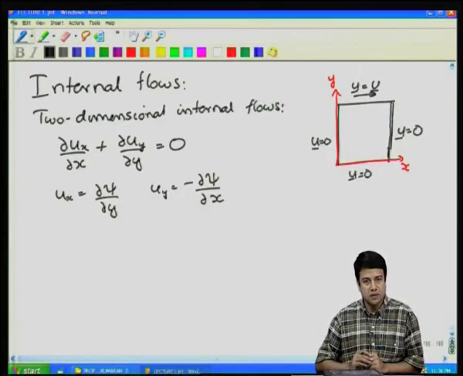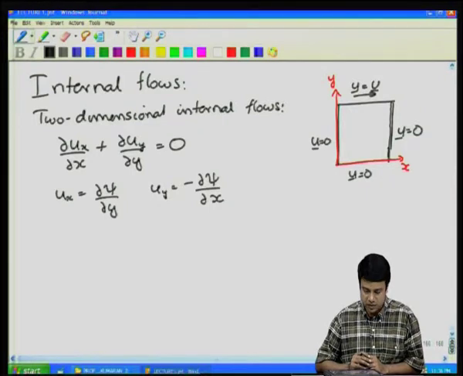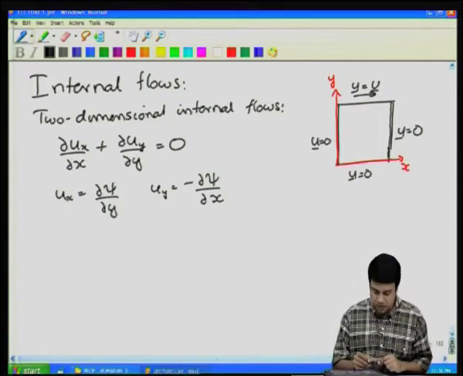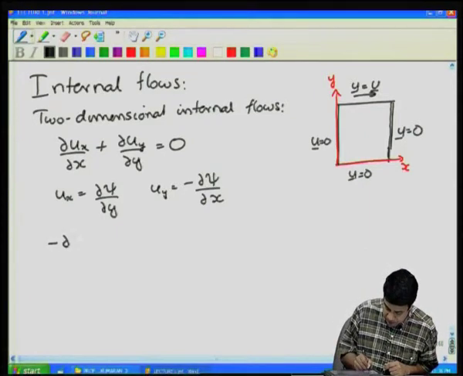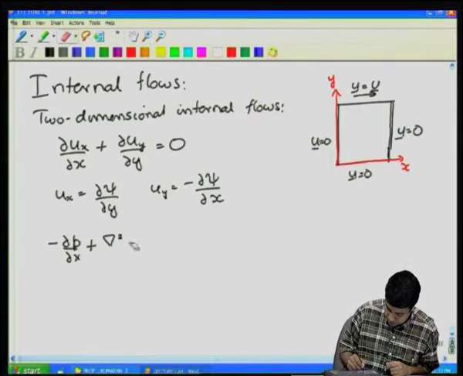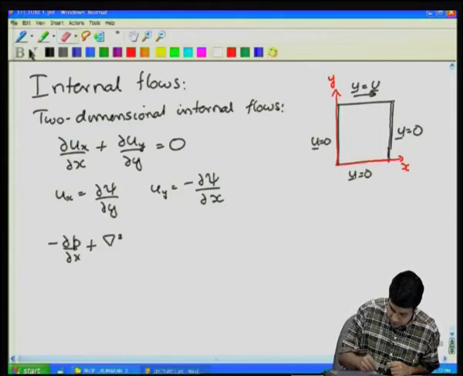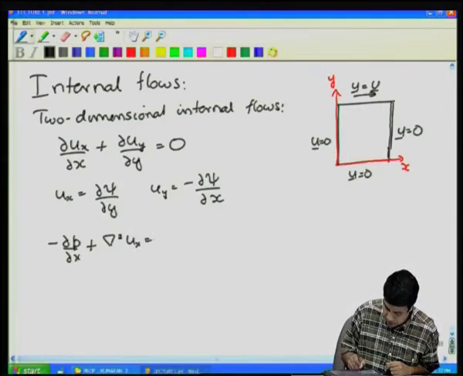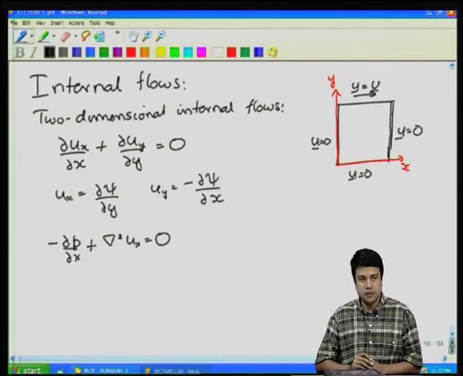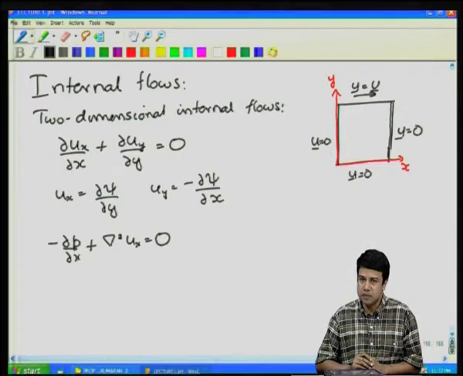Now, this u x and u y in terms of the stream function can be substituted into the momentum conservation equations. The momentum conservation equations in the x and y directions are minus partial p by partial x plus del square u x equal to 0, where del square is now in 2 dimensions, partial square by partial x square plus partial square by partial y square.